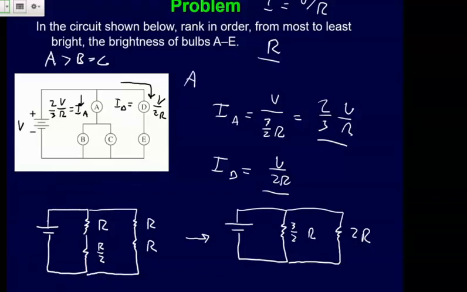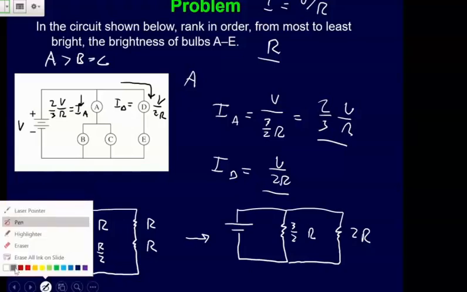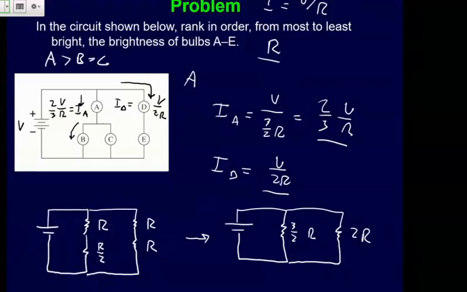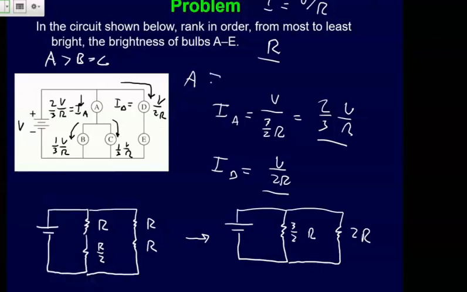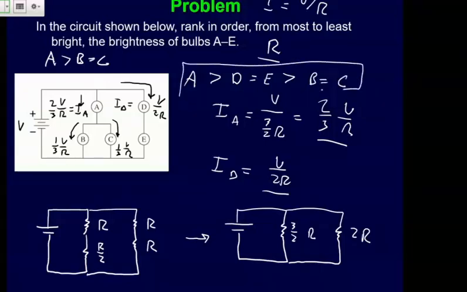Now, just the last part before we finish this up: I know that this is going to split up in half. So if it's 2/3 V over R, then each branch gets 1/3 V over R. 1/3 is less than 1/2, and so I can finally deduce that A is greater than D, so D will be bigger, equal to E, which is greater than B equal to C. So that's my final determination.